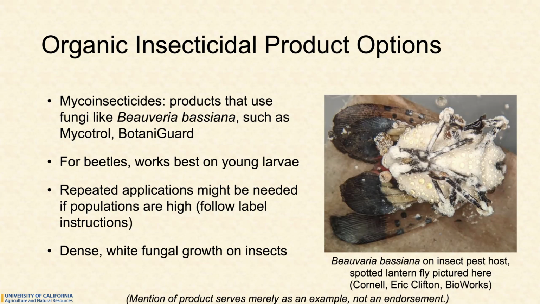So similar to the nematodes I mentioned, you're going to want to apply these products repeatedly as needed, especially if populations are high. But again, always follow the label instructions for whatever product you use. Every product's different, so just read the directions on the label really carefully. And these myco-insecticides, especially Beauveria bassiana here, create this dense white fungal growth on insects. So that's one way to just visually take a guess at what's probably happening there. If you see something like this, it's probably Beauveria bassiana if you've applied that product.